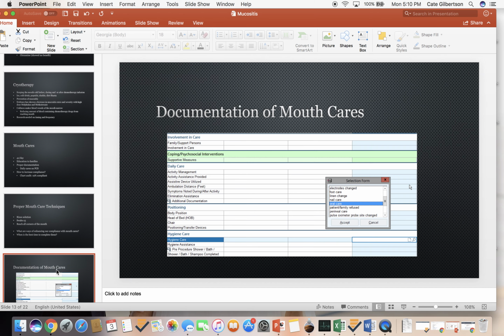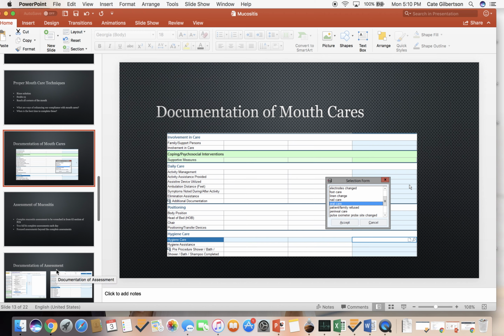So for documentation and mouth cares, there's a couple different places where it can go. I believe it was on the survey that talked about there's a couple different areas where people are doing it. And when we went through and did the audit, we did take account for wherever people were placing it. We did count that, but we'd like to try to keep it in the hygiene care under oral care.